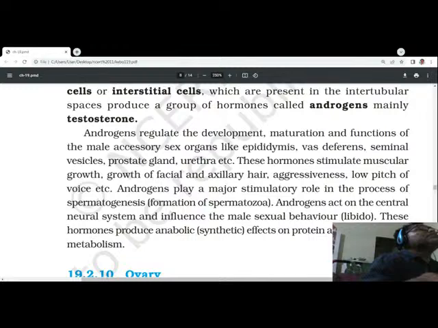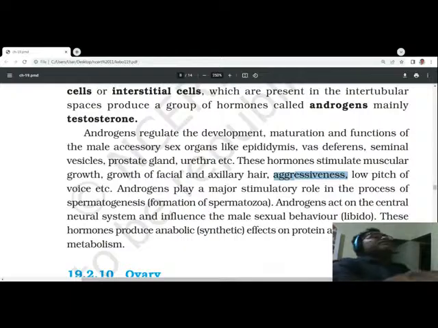These hormones stimulate muscular growth, and growth of facial and axillary hair, as well as aggressiveness and low pitch of voice. When you take the secondary sexual characteristics in males, there is production of axillary hair, meaning armpit hair, and mustache and beard, such as facial hairs, aggressiveness, as well as a low pitch of voice.